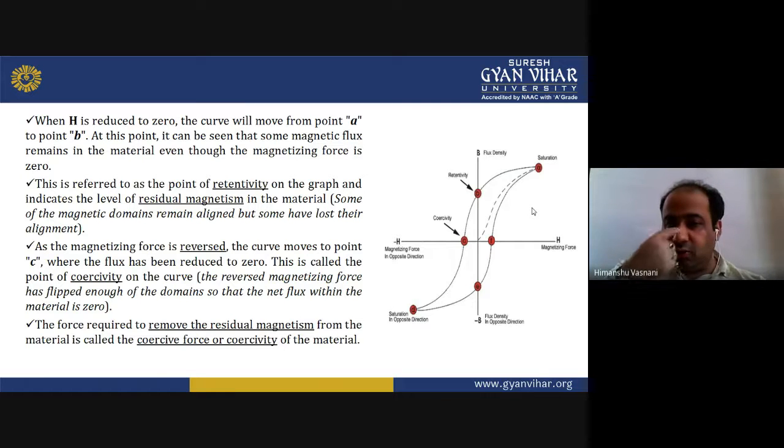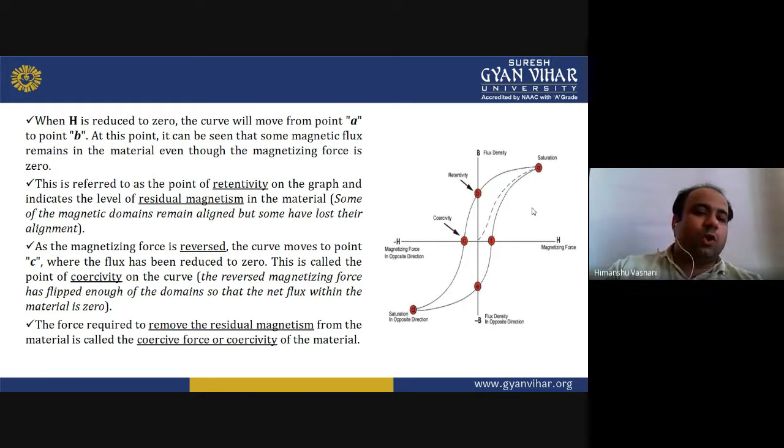Now it is going in the reverse direction. When the magnetizing force is reversed, the curve moves from point b to point small c, where the flux has been reduced to zero, and this is called the point of coercivity. You can see in the loop the small c point shown as coercivity. This means that the reverse magnetizing force has flipped enough of the domains so that the net flux within the material is zero.